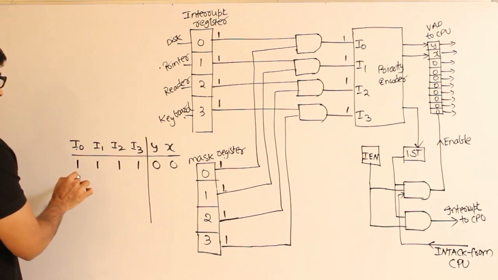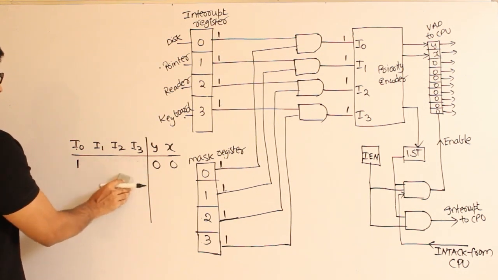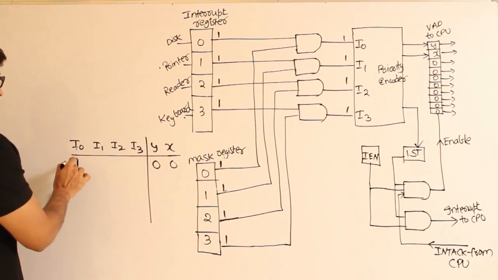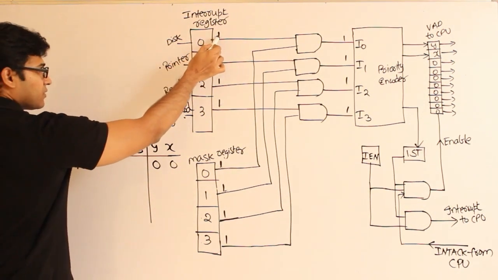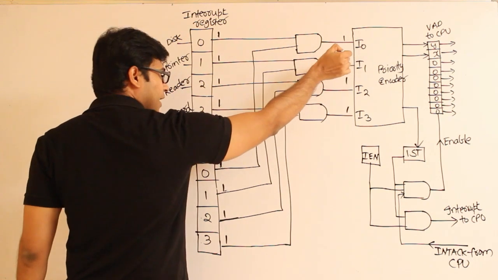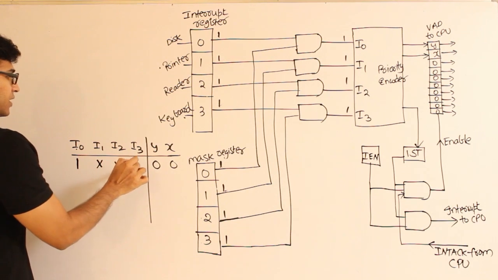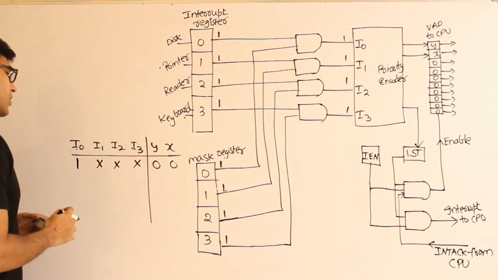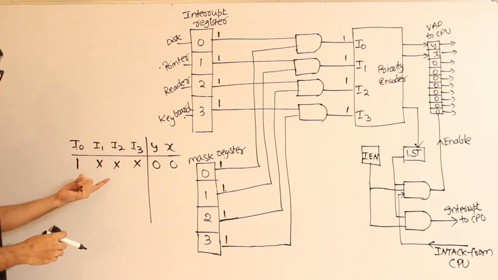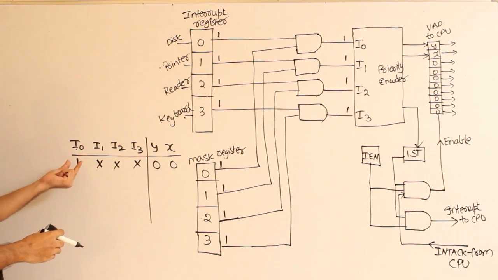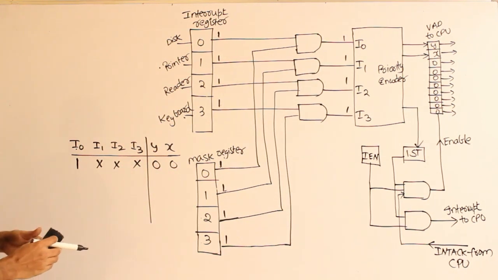In case, how to implement this one is, if there is an interrupt generated by disk, which means this particular bit is 1, I don't care about the remaining devices. Yes, we have to put don't cares here. I don't care whether the remaining devices have interrupts or they need the interrupt service or they don't need. I don't care about it. If disk requires an interrupt, always 0 will be the output, which means disk has to be serviced.